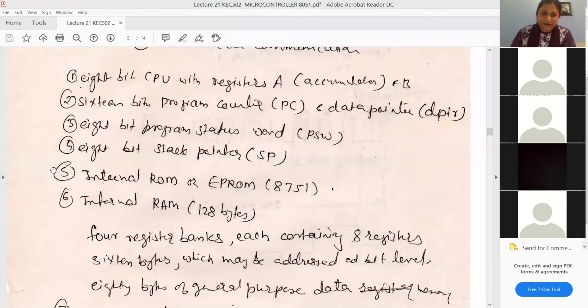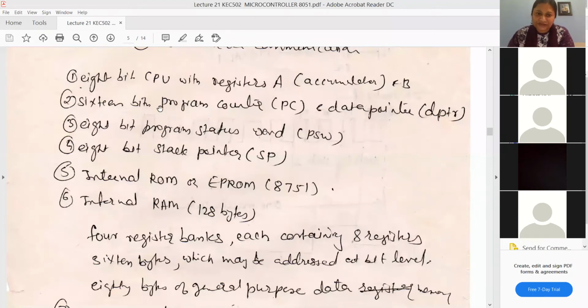And then it is having internal ROM of 4K, and it may be EPROM also. It is having an 8-bit stack pointer. In 8085 it is having a 16-bit stack pointer. Why is this having an 8-bit stack pointer? Because your RAM is of 128 bytes, and the stack pointer memory location always points to a RAM memory location, because the contents of the stack memory keep on changing as per the need of the user. So that's why it is always assigned in RAM location. Because it is having 128 bytes of RAM, your stack pointer is an 8-bit stack pointer.